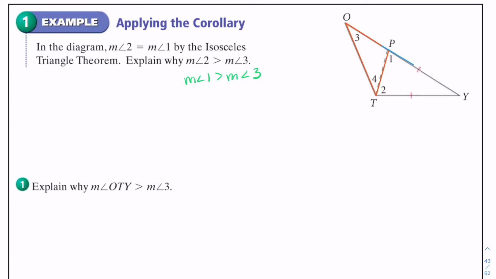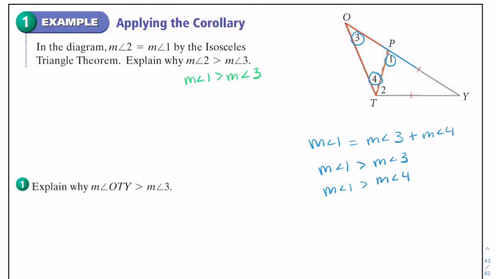This is an exterior angle. So the measure of angle 1 is equal to the measure of angle 3 and the measure of angle 4, because these are the two remote interior angles, and the sum of them is equal to the measure of angle 1. That means that the measure of angle 1 has to be greater than the measure of angle 3, and the measure of angle 1 also has to be greater than the measure of angle 4.